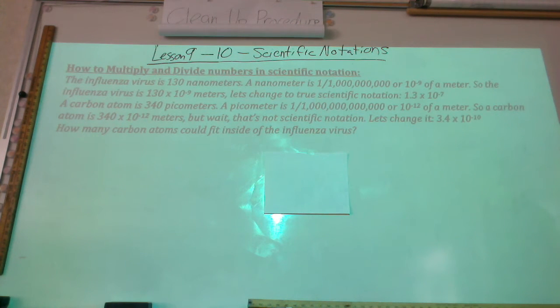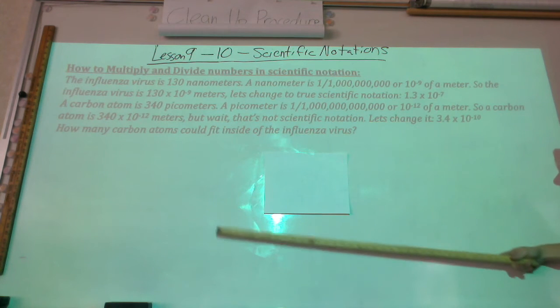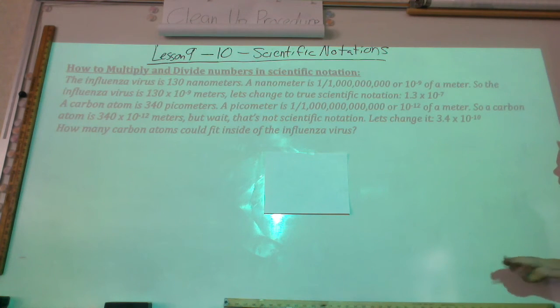A carbon atom is 340 picometers. A picometer is what, even that number? 1,000, million, billion, trillion. So 1/1 trillionth or 10 to the -12 of a meter. Remember, this is a meter. So 1/1 trillionth of this is how big a carbon atom is. Crazy, crazy small. So a carbon atom is 340 times 10 to the negative 12.